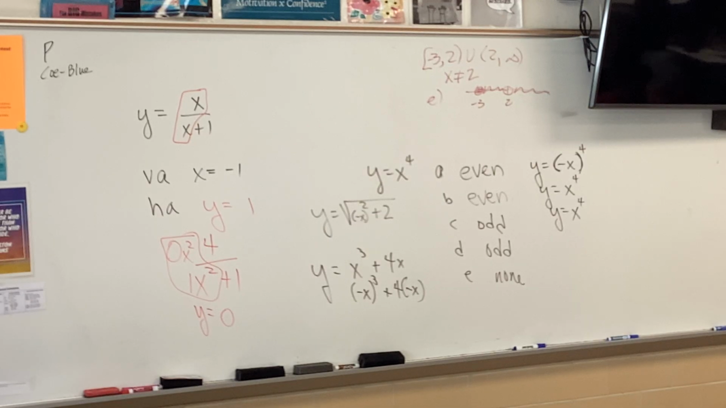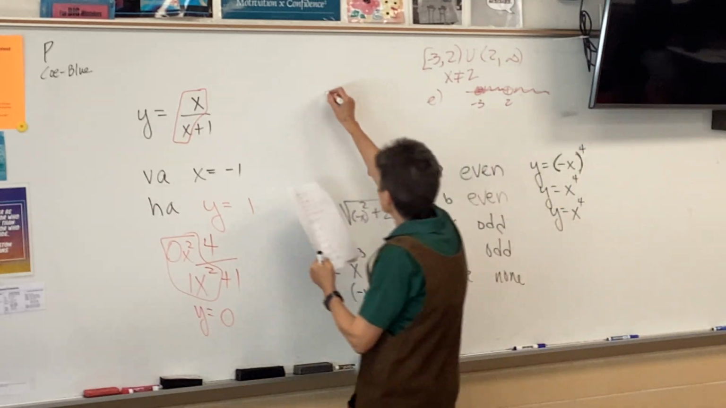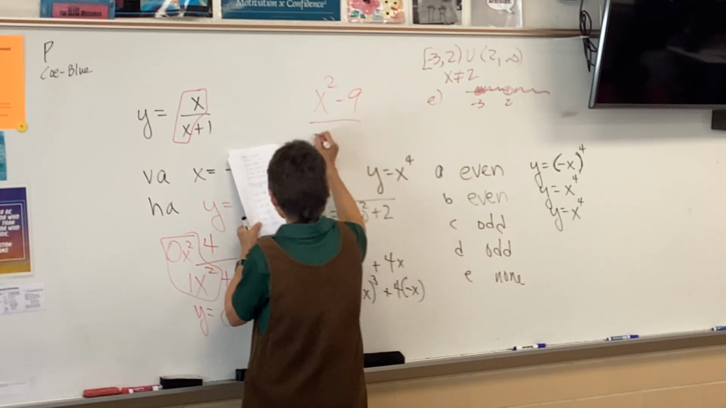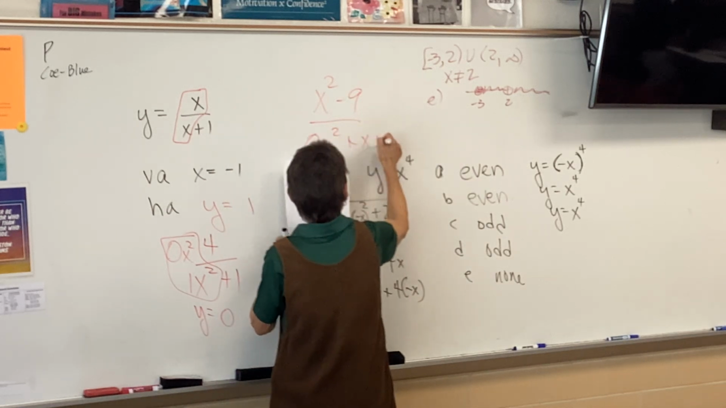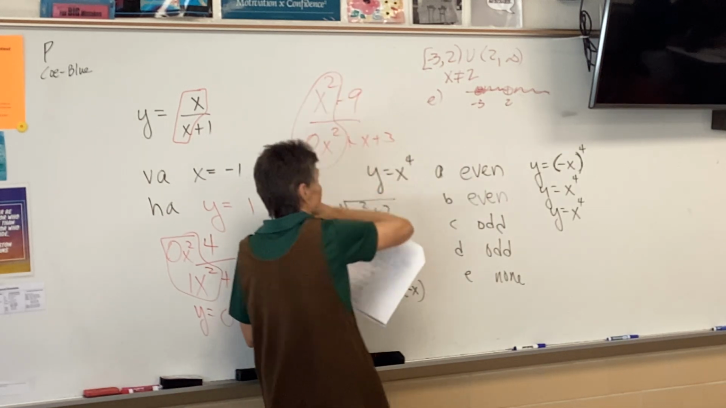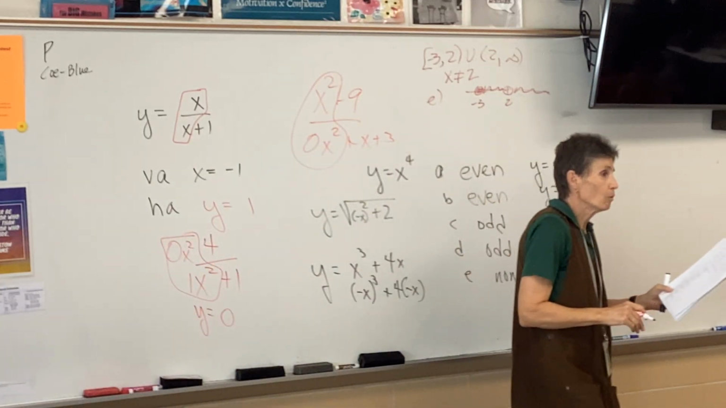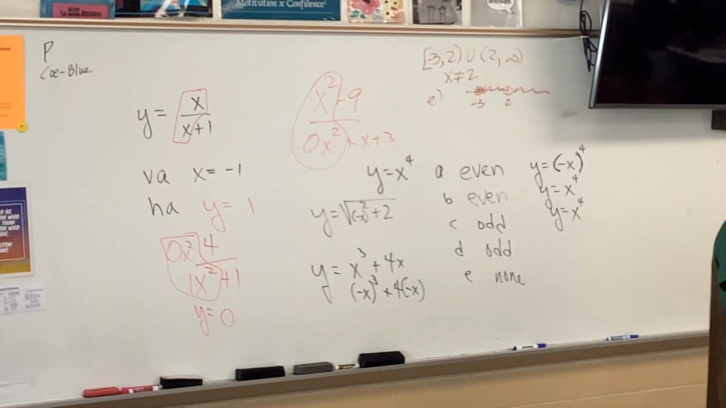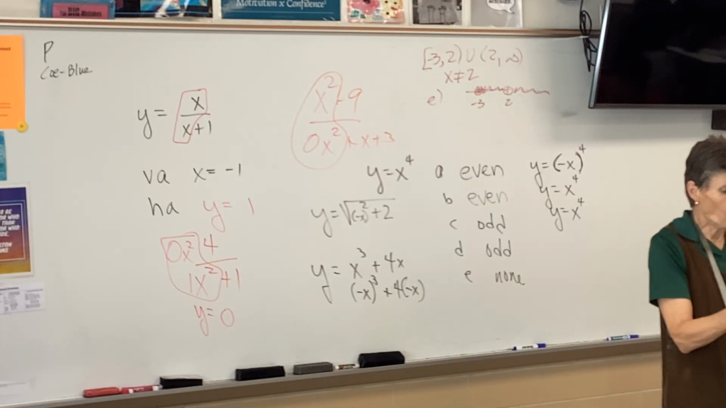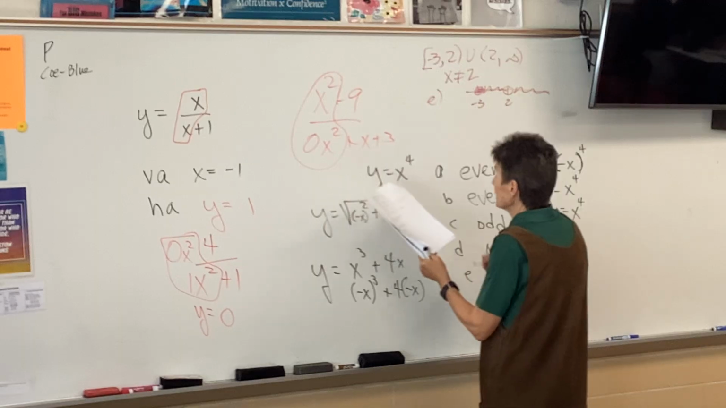F, x equals -3 is your vertical, and there is no horizontal, because if you try to compare x squareds, what happens? Zero. Can't be. No vertical, or excuse me, no horizontal. The vertical is x equals -3. And finally, G, our last one.